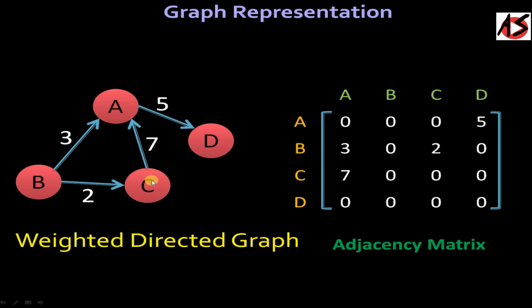Now if you are talking about this edge with weight 7, that is from C to A. So you take the row of C element and column of A element, and at the intersection you take the weight 7. Since there is no edge coming out of D, the entire row of D has zeros. So this is the adjacency matrix for a weighted directed graph.